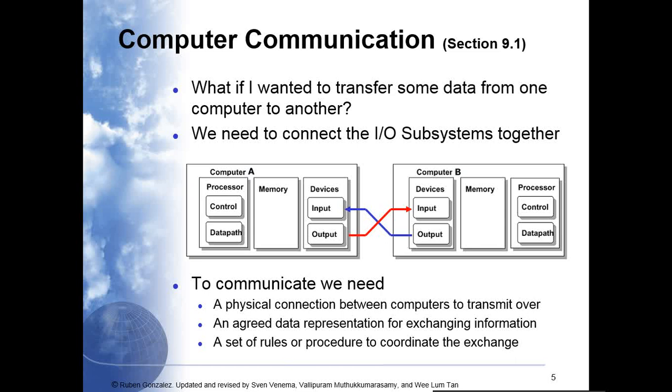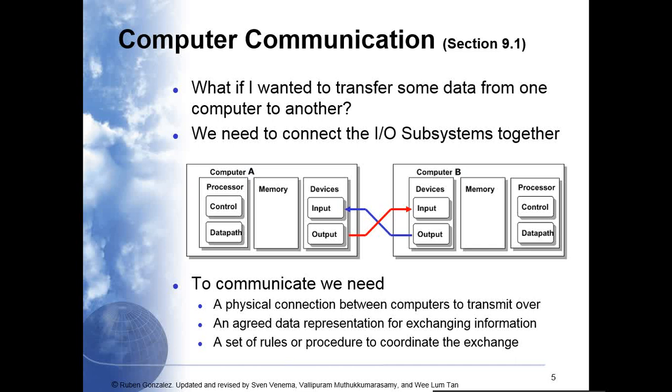So to communicate, we need a physical connection between computers to transmit over. Now it says physical, that does not necessarily mean a cable. It just means some way to send information from one physical machine to the other physical machine. It could be wireless, could be any kind of communication medium. We need an agreed data representation for exchanging the information. That should make sense. If I'm speaking in English and you can only understand French, for example, that's going to make it very difficult for us to communicate. We can still communicate, but we need to translate something in between. Or we need to agree on the language that we're going to use to communicate.